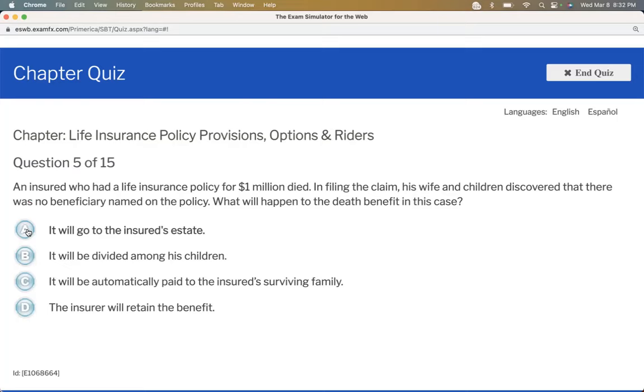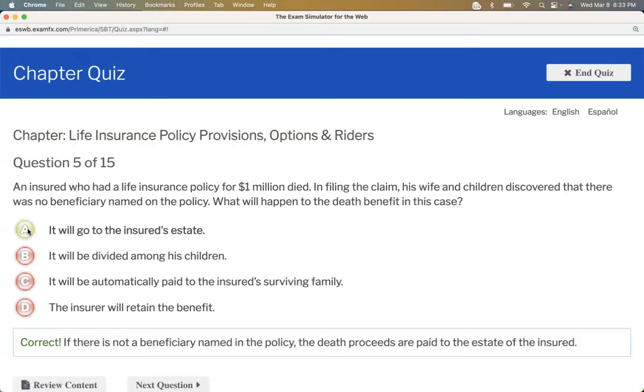An insured who had a life insurance policy for $1 million died. In filing the claim, his wife and children discovered that there was no beneficiary named on the policy. What will happen to the death benefit in this case? A. Okay, check this out. There's a question that asks the same thing, but one of the answers is to the contingent beneficiary. See, A is true, but if there was an answer that says to the contingent beneficiary, then that would be the better answer, because it's priorities. First, it goes to the beneficiary, but if there's nobody there, then it goes to the contingent beneficiary, and if there's nobody there, now it goes to the estate.